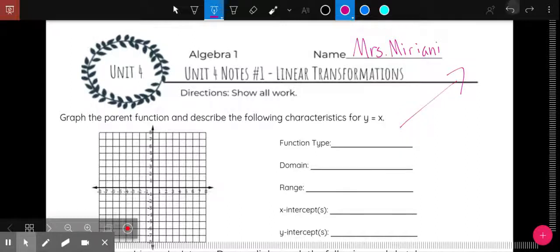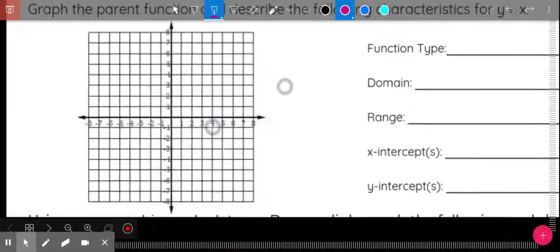Okay, so since we're diving into everything linear, we're going to start with the parent function. So it says graph the parent function and describe the following characteristics. Also, if you do not have a calculator right next to you, you need to start by picking up a calculator. Okay, so it says graph the parent function and describe the characteristics.